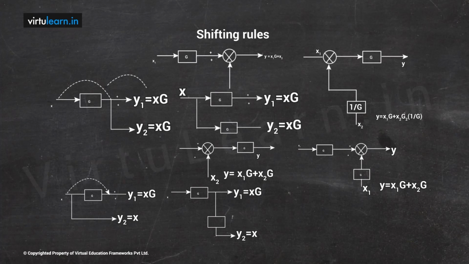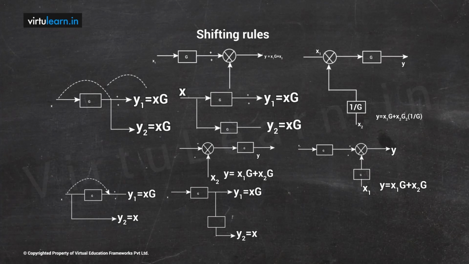Similarly, if you want to shift the block before the summing point, sometimes there is a need to change the block before the summing point. We'll do the same analysis. With x1 and x2, this is x1 plus x2 multiplied by G, so what will the output be? x1G plus x2G. Now after shifting, without any modification, I will get y equal to x1G plus x2, meaning the G is missing. Therefore for the x2 input, introduce one more block whose gain is G, so that you will get x1G plus x2G at the output level.